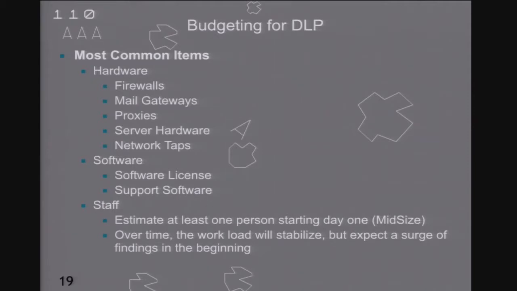Software, your license, which can be extremely expensive for something that's basically nothing more than a sniffer with some intelligence on the back end. There's a bunch of regex with sniffers. Your software support. If you're a mid-sized company on day one and you're just going to do network scanning, estimate you need at least one person. You're going to find that if you've never looked at DLP before, you've never looked at your traffic flow, you'll probably find that you've got more data going out the front door than you thought.